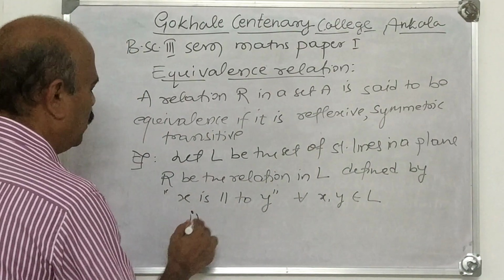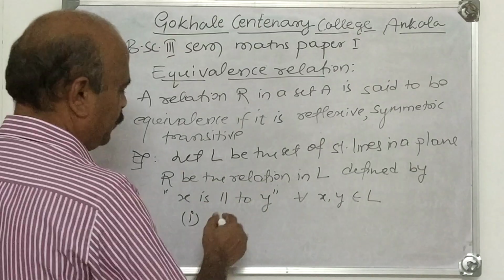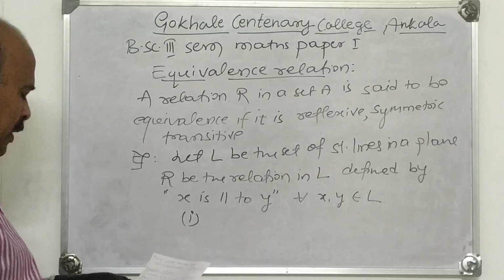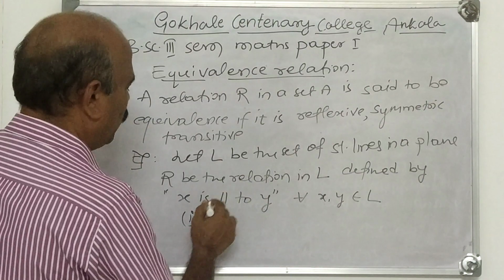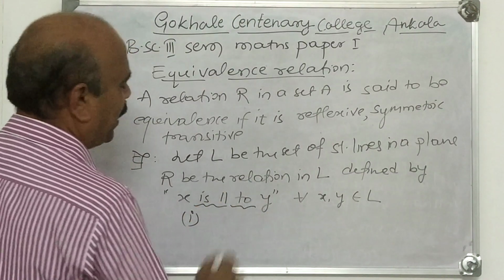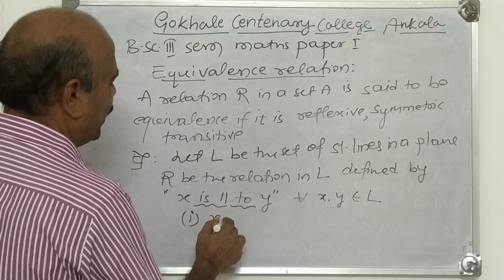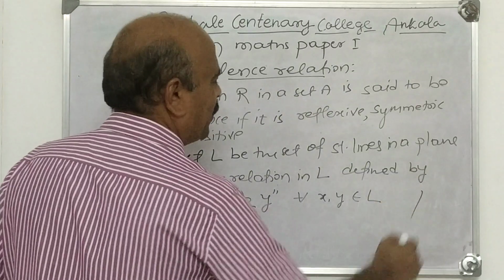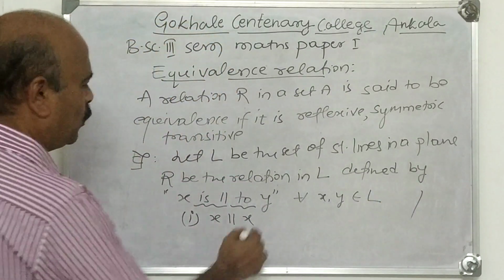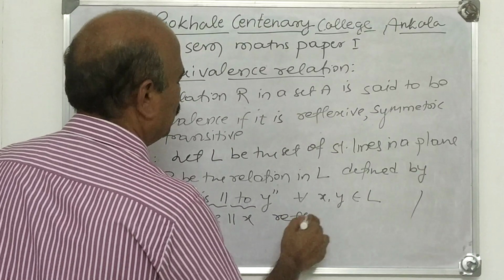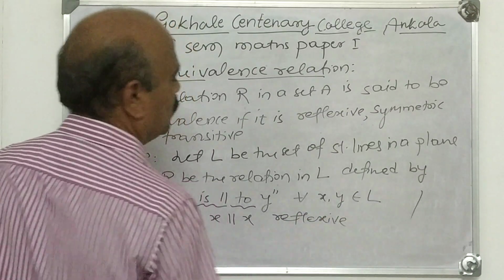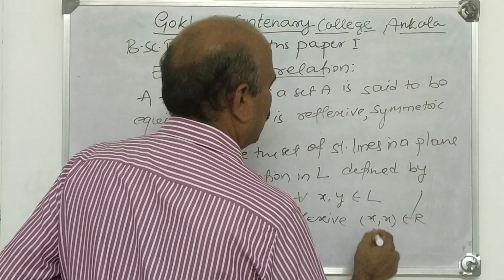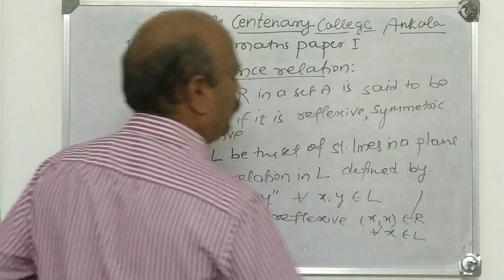Now, why is it an equivalence relation? First of all, it is reflexive. Why is it reflexive? What is the relation here? Is parallel to, and we know that x is parallel to x. Any straight line is parallel to itself. Therefore, the relation is reflexive. Or in other words, (x, x) belongs to R for all x belongs to L.